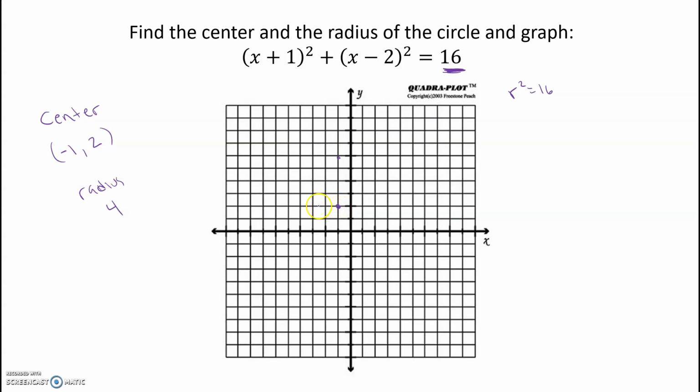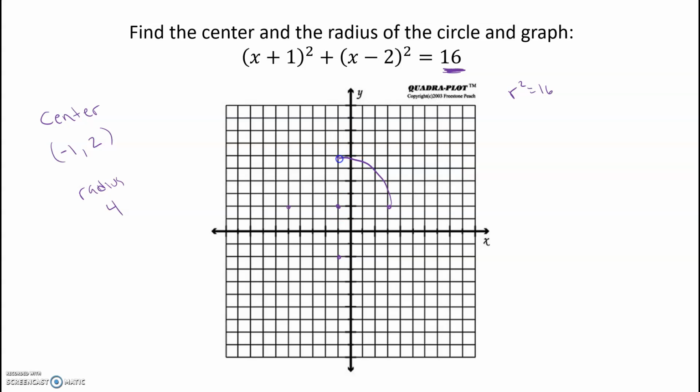We're going to go left 1, 2, 3, 4. We're going to go down 1, 2, 3, 4. And we're going to go right 1, 2, 3, 4. Now remember, you're drawing a circle, right? You're drawing a circle with this as your center point, -1, 2, and going through all these.